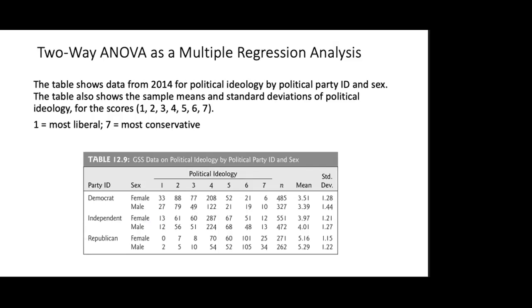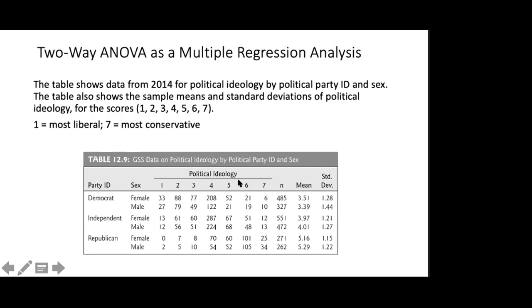And here's an example from the textbook where they were comparing political ideology values on some scale from 1 to 7. So I think 1 being most liberal and 7 being most conservative. One factor, one independent variable, was party ID, so whether somebody is Democrat, Independent, or Republican. And the second factor here was sex, so whether somebody is male or female.